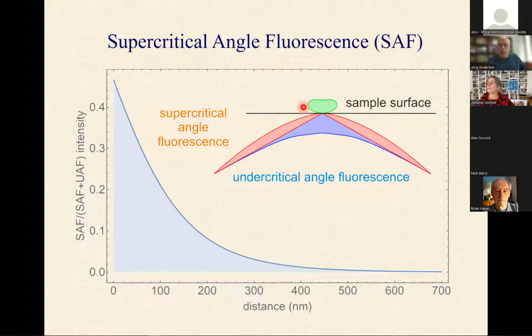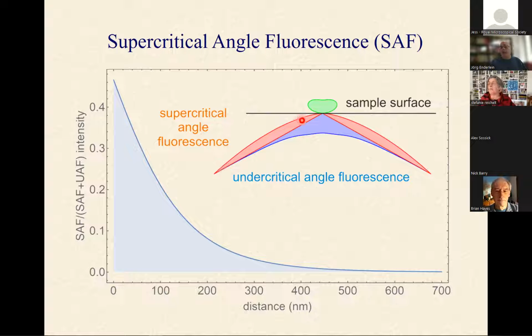But there's now something really interesting. You see that there's some considerable emission above the critical angle of total internal reflection. And when you now remove your molecule away from the sample surface, then this so-called supercritical angle fluorescence, the red part, will go down and down in intensity. So it will get less and less. The blue part will be completely unchanged. So when you move your molecule away from the surface, this blue emission part will remain unchanged, but the red part will gradually go away.